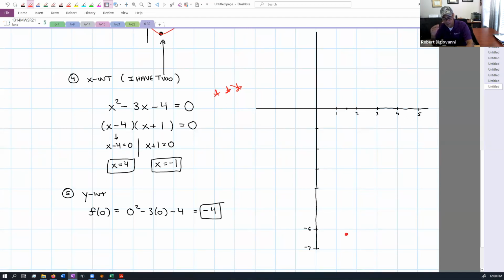So I'm kind of eyeballing this in. This is an approximation, but that is the point, 1.5, -6.25. Questions there?